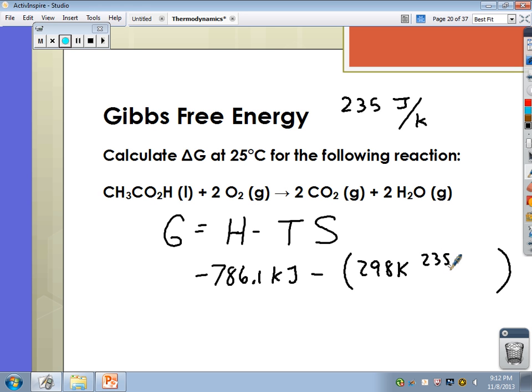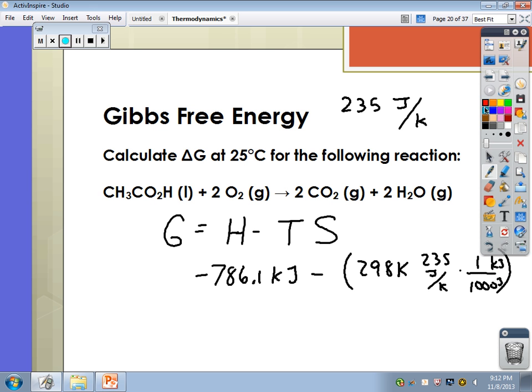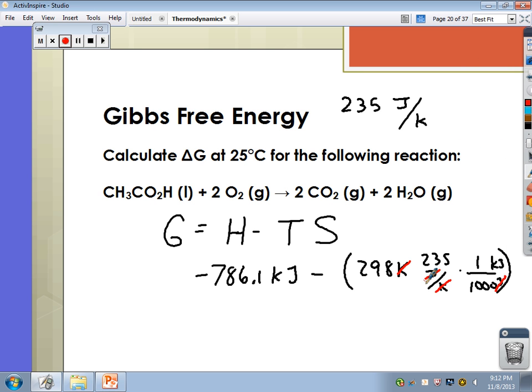235 joules per Kelvin. I'm going to multiply it by 1 over 1,000 joules to kilojoules, which changes that to kilojoules. And look what happens. My Kelvin are going to cancel. My joules are going to cancel. I'm left with kilojoules. So when I do my math, my delta G is negative 856.1 kilojoules. That's my value for delta G.